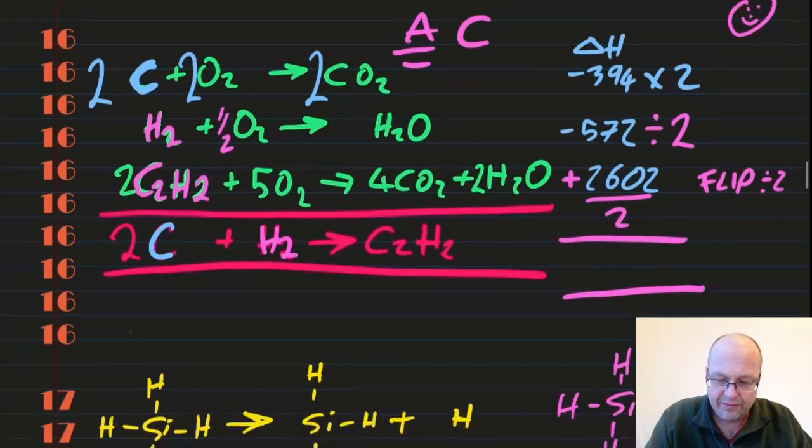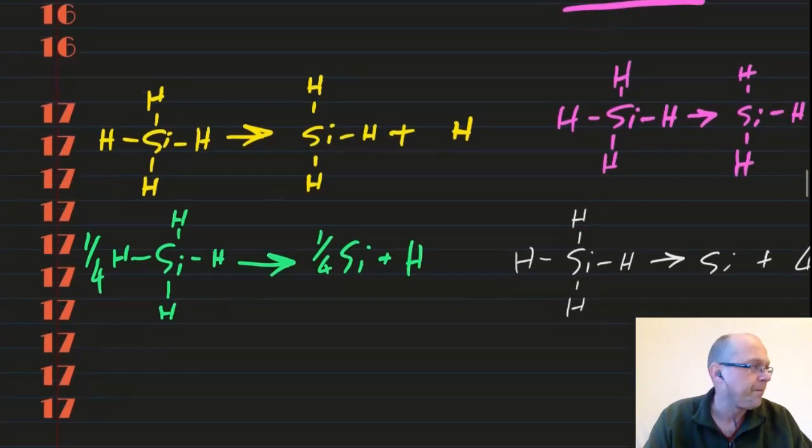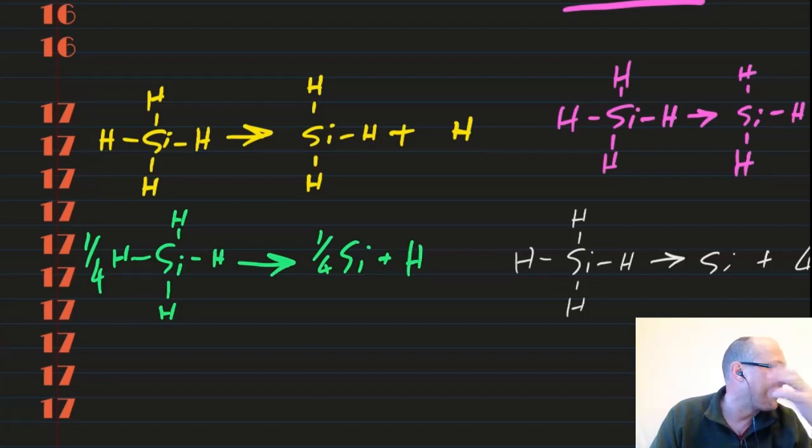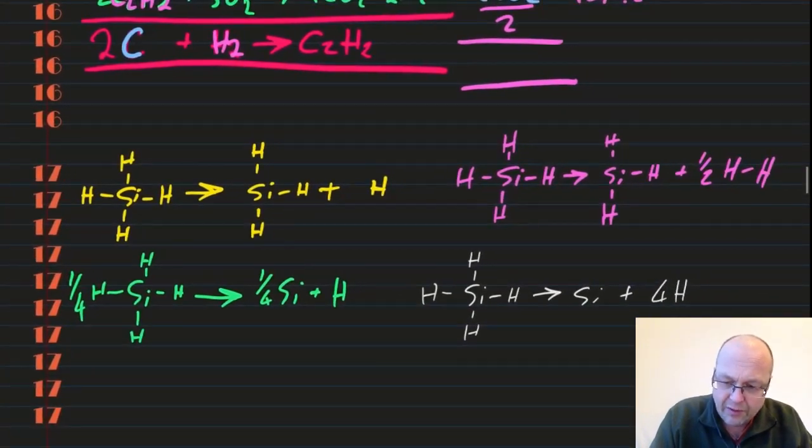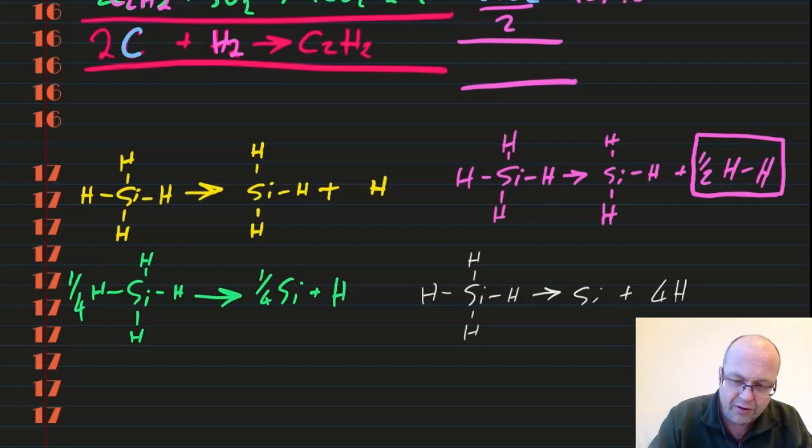All right, 17. Breaking that silicon hydrogen bond. Nothing else. So C must be wrong, because I'm breaking the bond and I'm making this bond here. So I'm breaking and I'm making. So C is wrong because it's only asking me to break it.